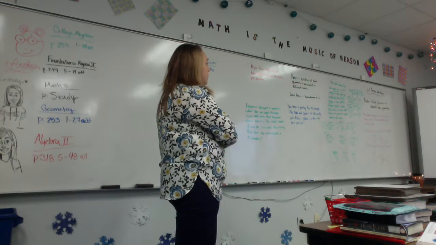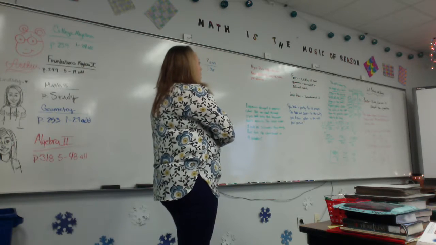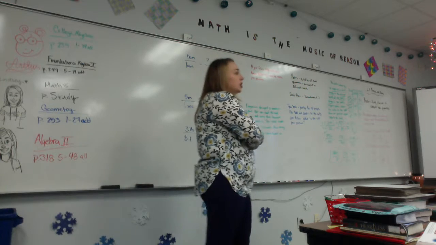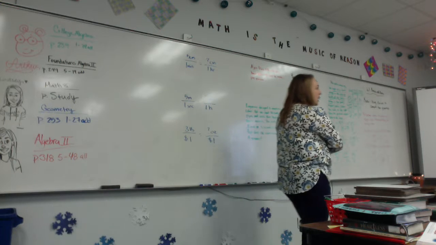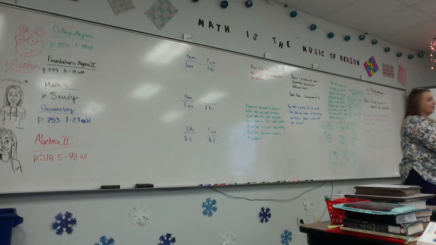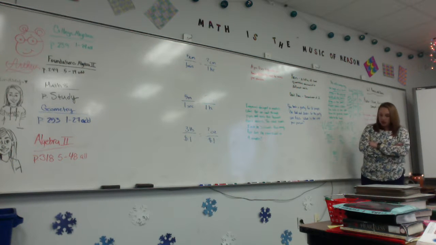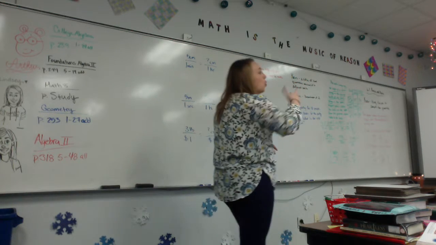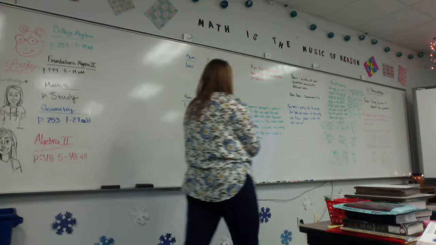Okay, so that's setting up ratios. We got to talk about rates. A rate is a ratio of two quantities measured in different units, like miles per hour or inches per foot or kilograms per whatever. If you have something called a unit rate, that means the denominator is 1.